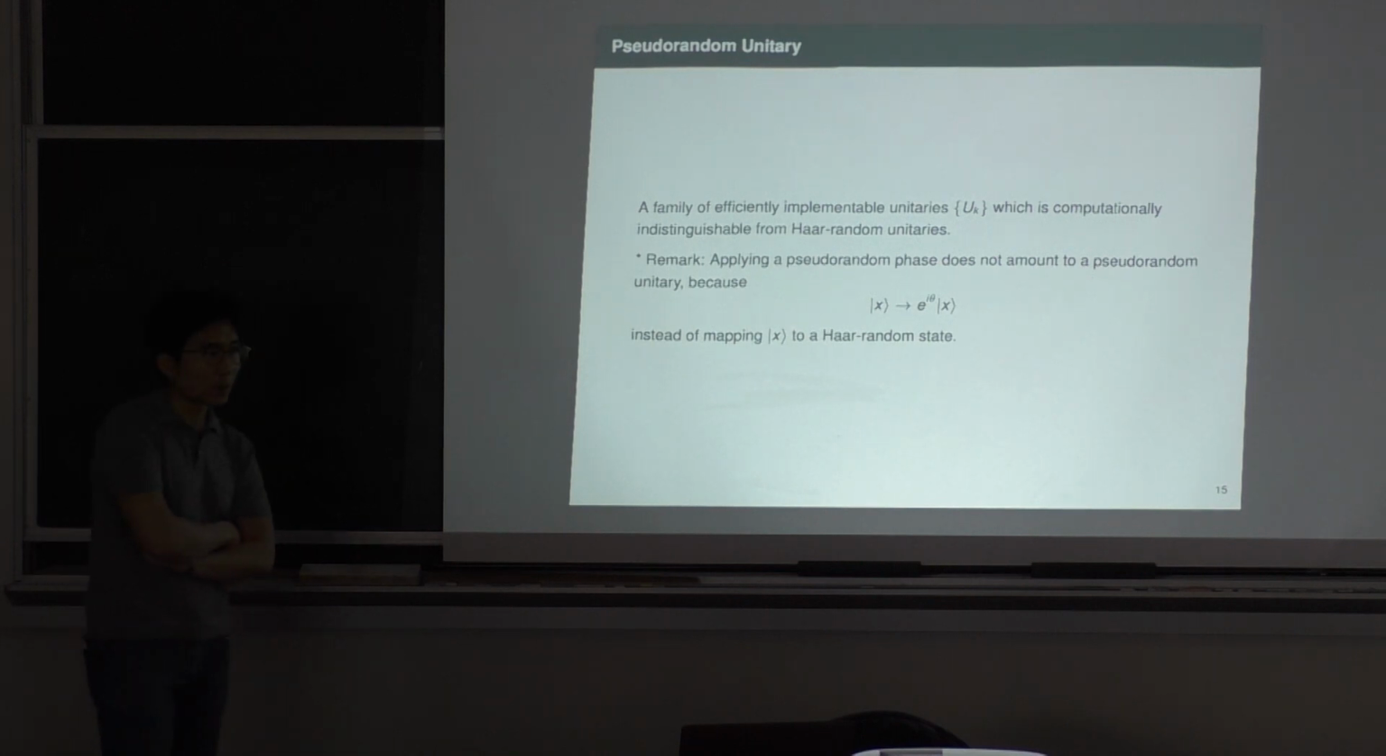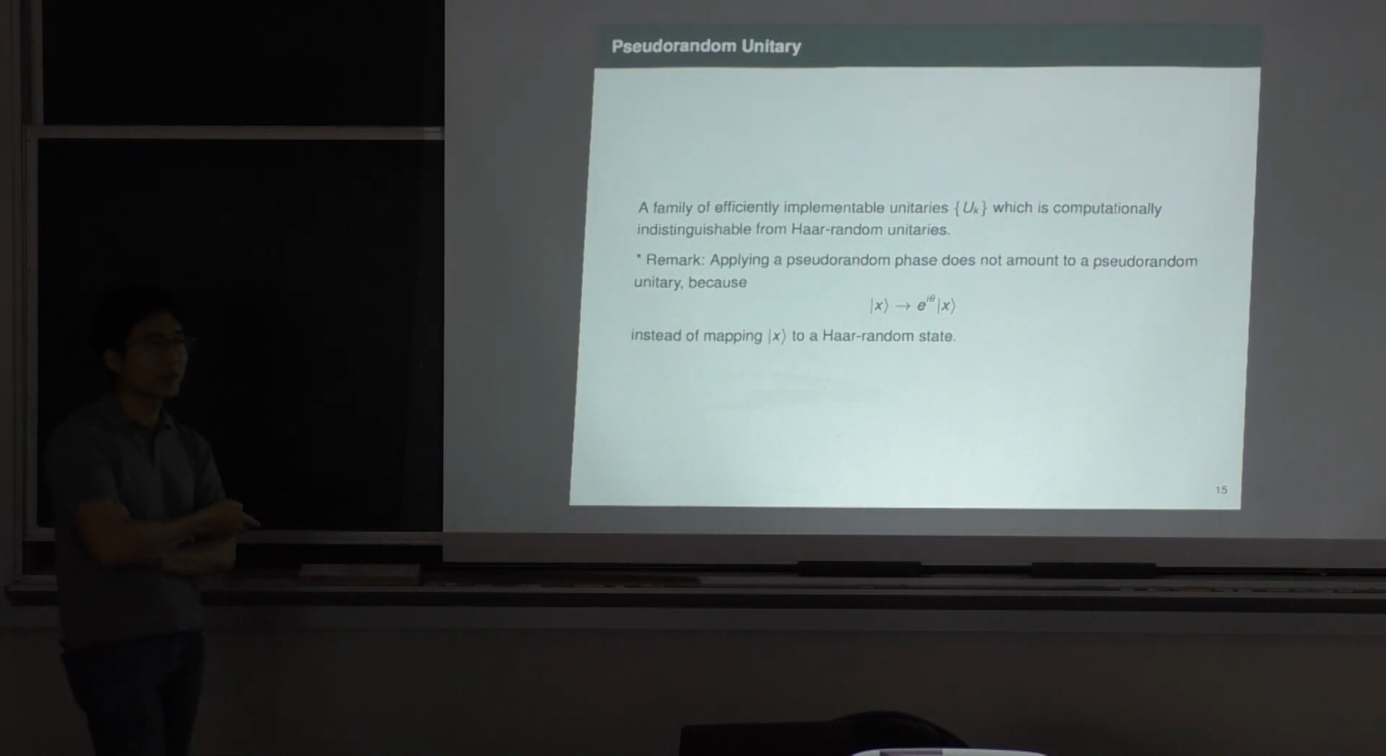It should be noted that the construction for the pseudorandom quantum states actually doesn't work here, because if you simply apply a pseudorandom phase to the basis states of the computational basis, you're just going to get a computational basis state times a phase. And that's clearly distinguishable from what you would get when you apply a Haar-random unitary, right? So this doesn't quite do the job. You need a more complicated construction.